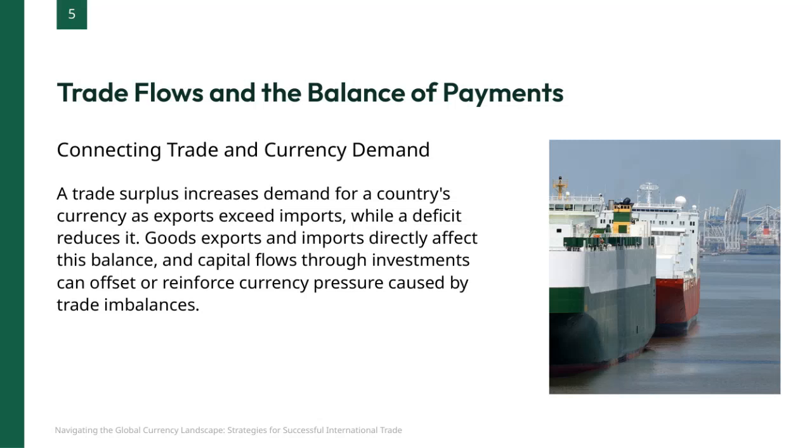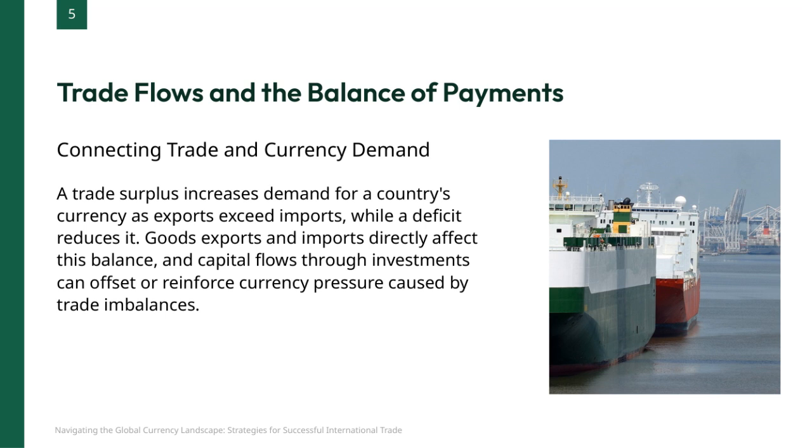Here, we're looking at how trade flows impact a country's currency demand, which is a crucial part of the balance of payments. When a country has a trade surplus, meaning its exports exceed its imports, there's increased demand for its currency because foreign buyers need that currency to pay for the goods. On the other hand, a trade deficit reduces this demand since the country is buying more from abroad, increasing the supply of its currency on the market.